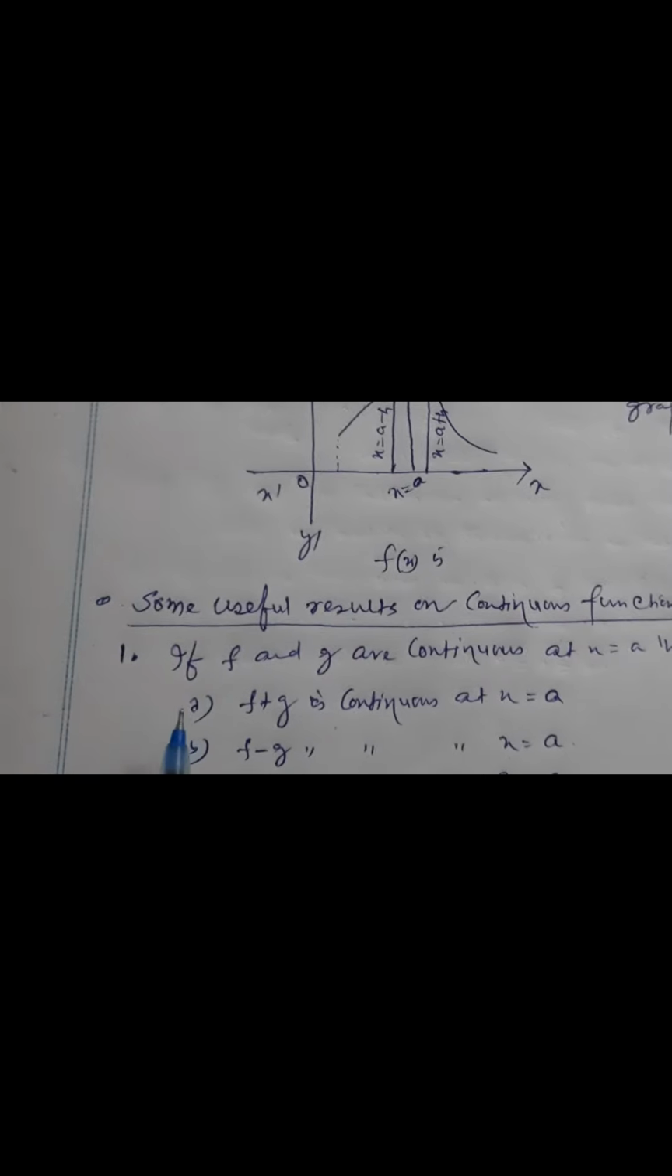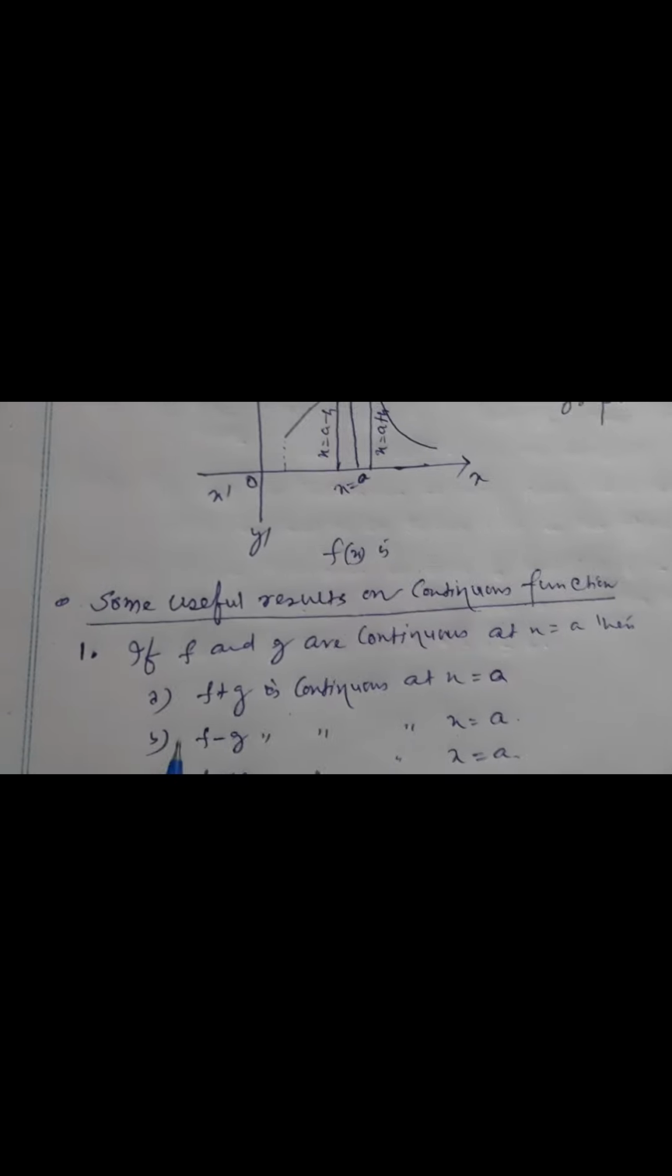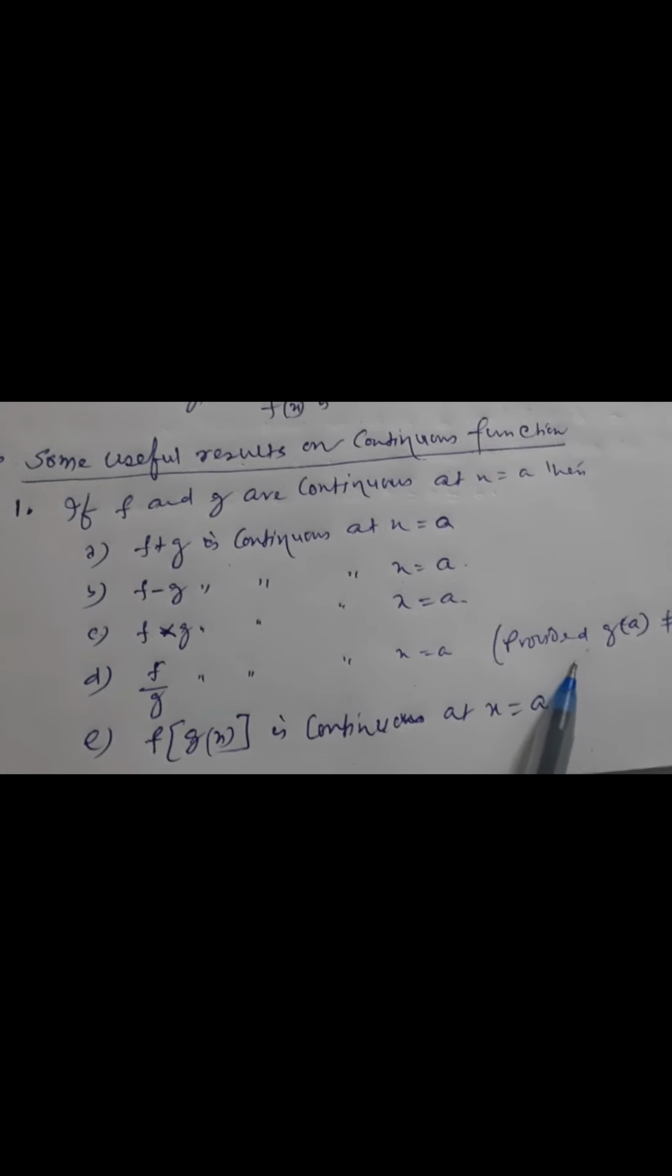Some useful results on continuous functions you must know. Just remember this: if f and g are continuous at x equals a, then number one, f plus g is continuous at x equals a. f minus g is continuous at x equals a. f into g is continuous at x equals a. f by g is continuous at x equals a, provided g of a is not equal to 0. f of g of x is continuous at x equals a.